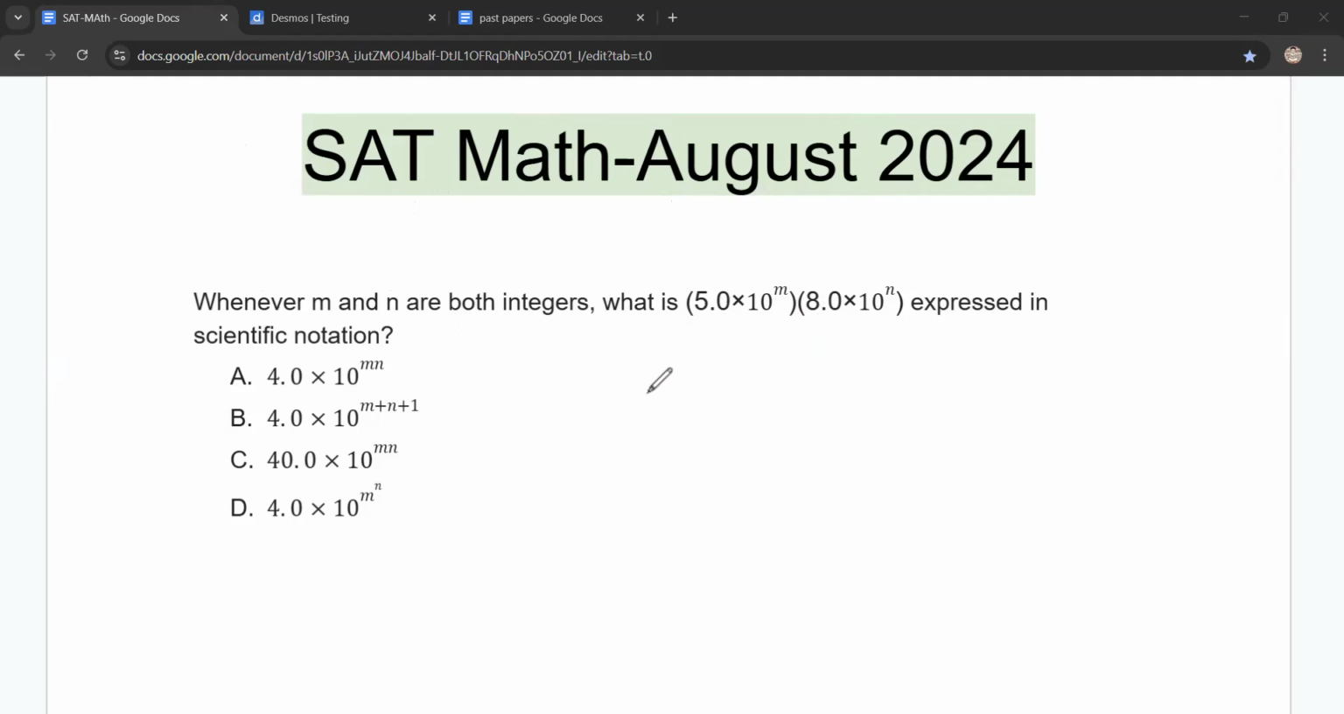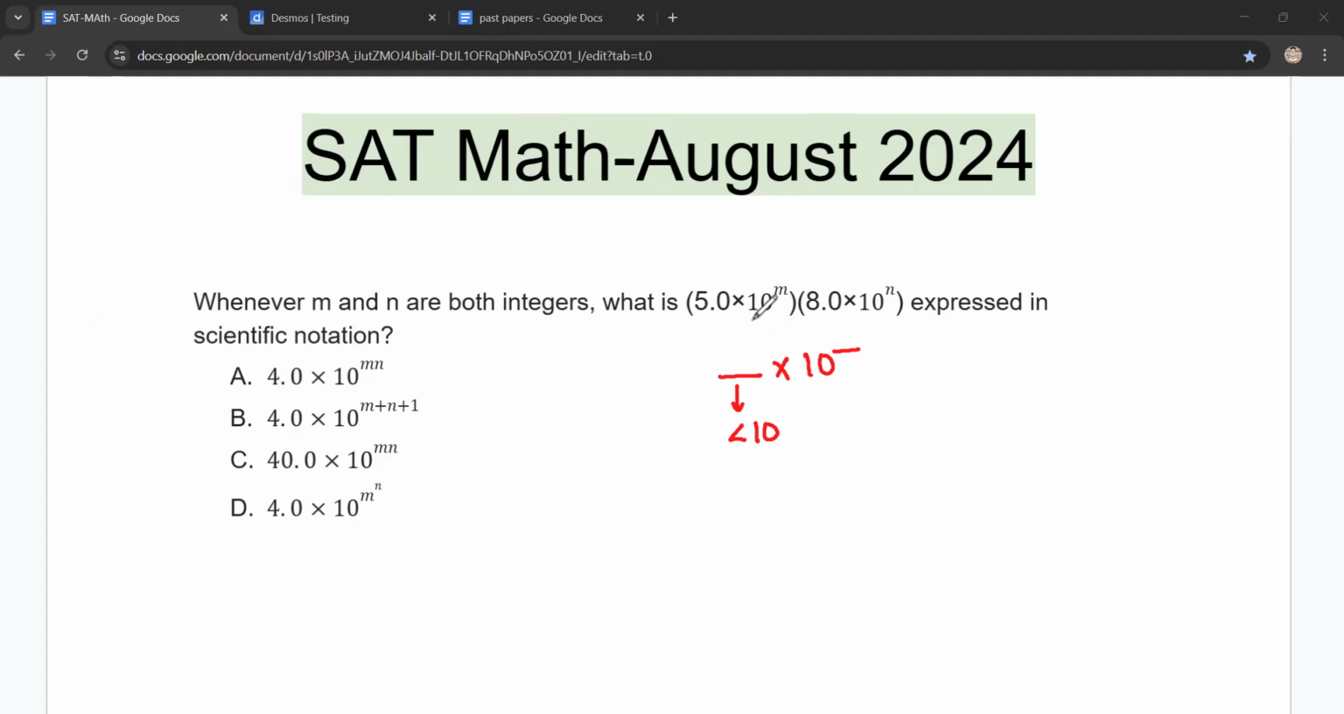In scientific notation, we have a number times 10 power something. Now this number is less than 10 only. It cannot be greater than 10. So basically it can be 9.2, but you cannot write 92. It can be 5.2, but you cannot write 52. So we have to keep this number less than 10.